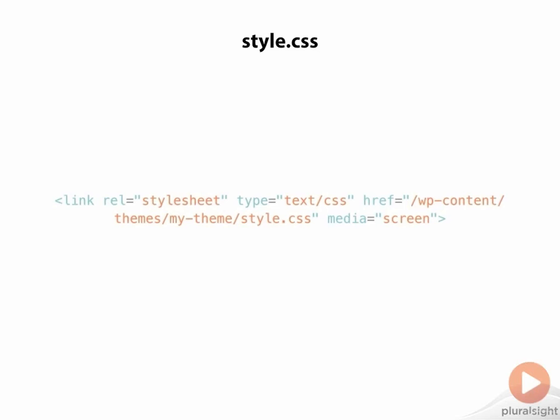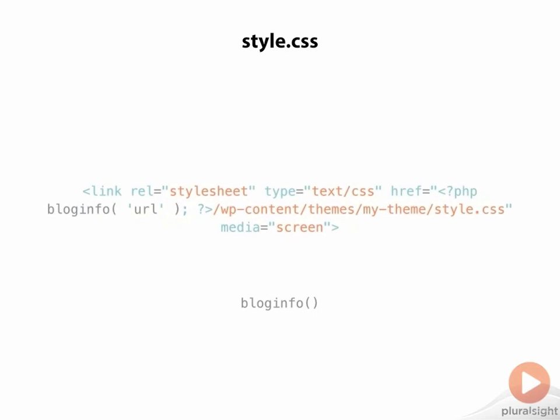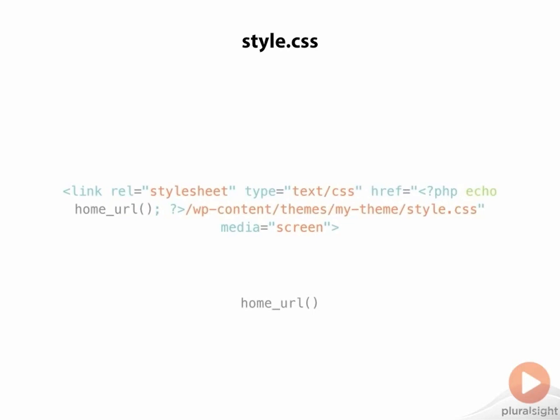The first way of dealing with this is using getBlogInfo. getBlogInfo allows you to grab some various pieces of information about the site. One of these pieces of information is the site's URL. I could do that like this. This will use the home URL from the general settings page in the WordPress admin. You can also get the same URL by using home_url.